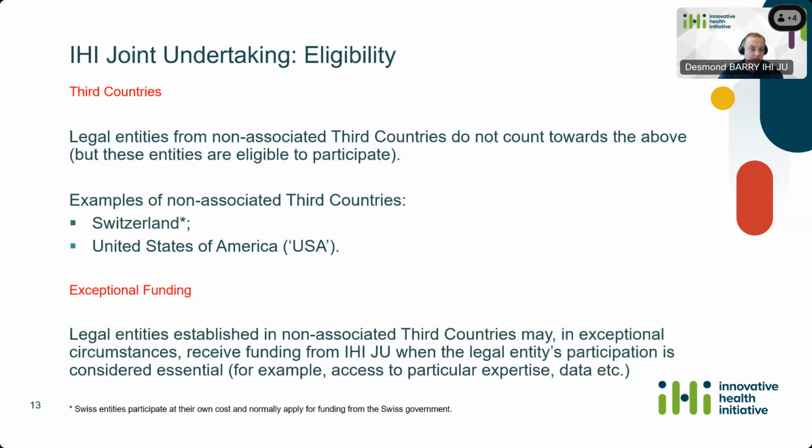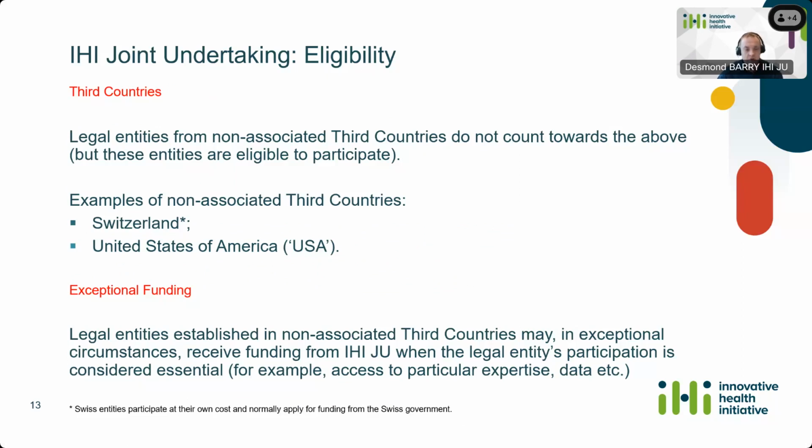So as I said, for the third countries, they were the grey countries on the map. If they're non-associated third countries, they don't count towards the consortium composition, but also they're actually not eligible to receive funding primarily. The entities are not, if you're coming from those countries. So we just have a couple of examples here. Non-associated third countries, this slide has to be updated because Switzerland now is an associated country. So if you're coming from Switzerland, you will be able to receive funding. We'll have to update that slide. But the USA is still not associated, therefore you won't be able to receive funding if you're coming from the US.